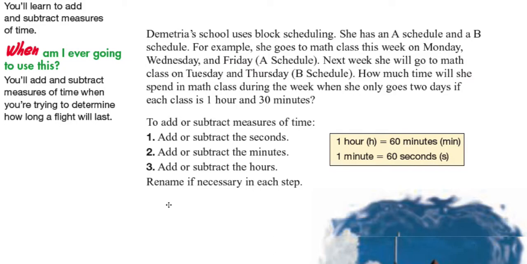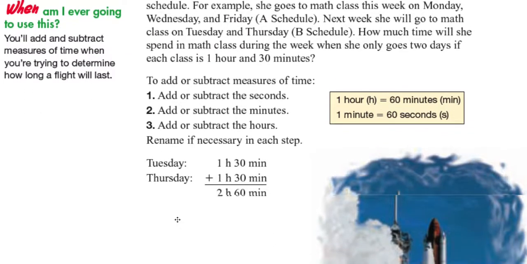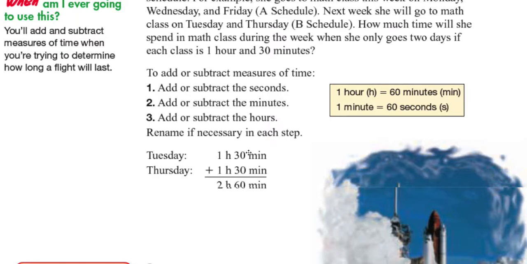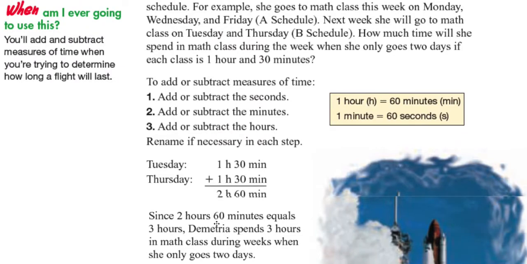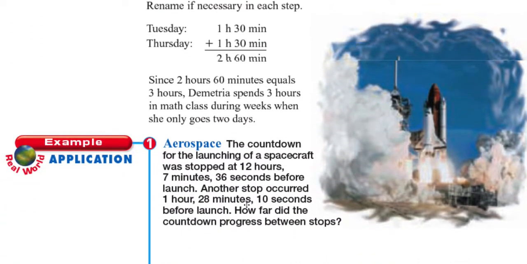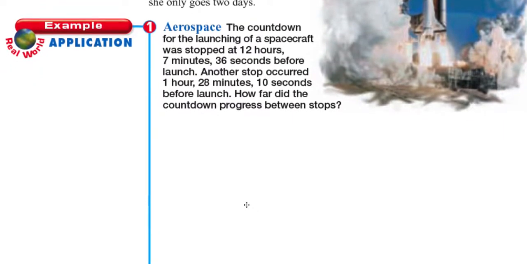So let's take a look at Tuesday and Thursday. On Tuesday she has 1 hour 30 minutes, and Thursday 1 hour 30 minutes. That gives her 2 hours and 60 minutes for math. Since 2 hours 60 minutes equals 3 hours, Demetria spends 3 hours in math class during the weeks when she only goes 2 days. Okay, so when she only goes 2 days, Demetria spends 3 hours.